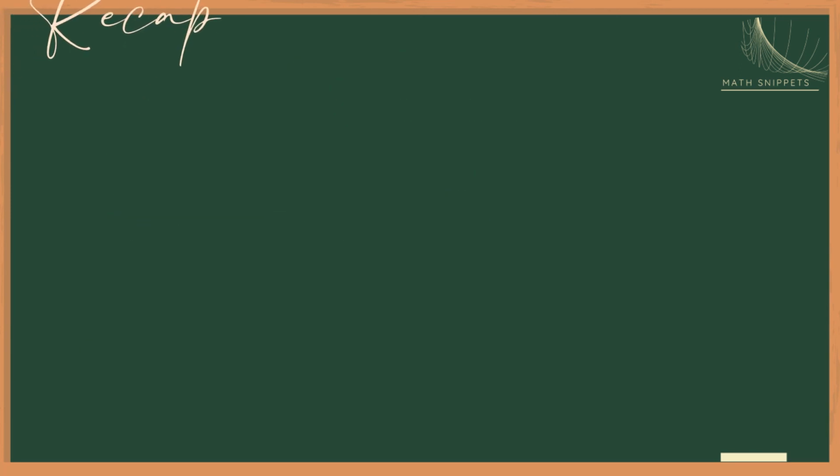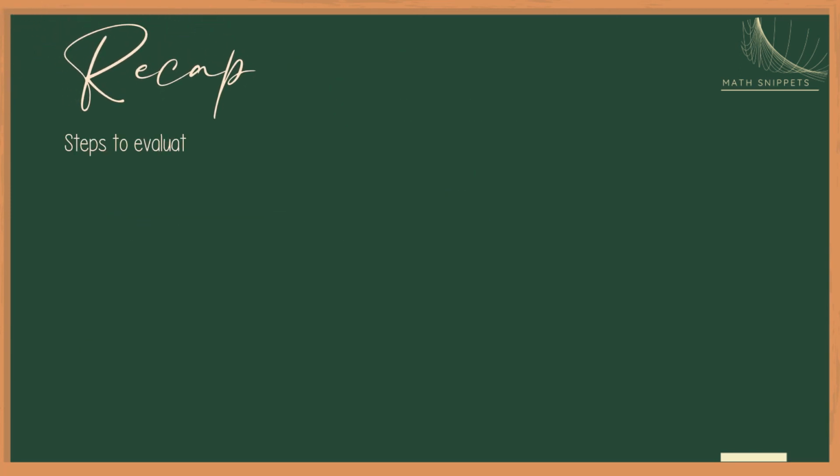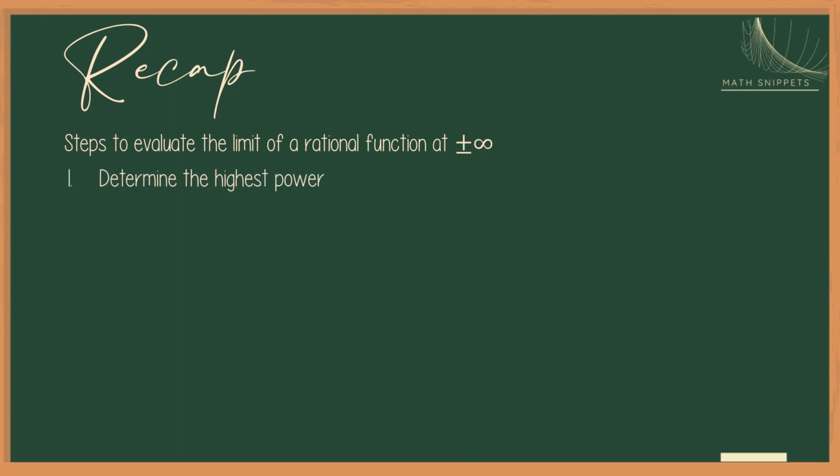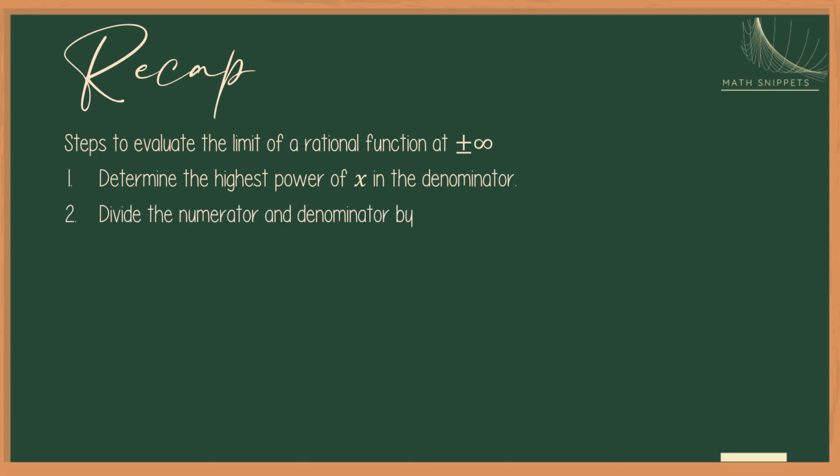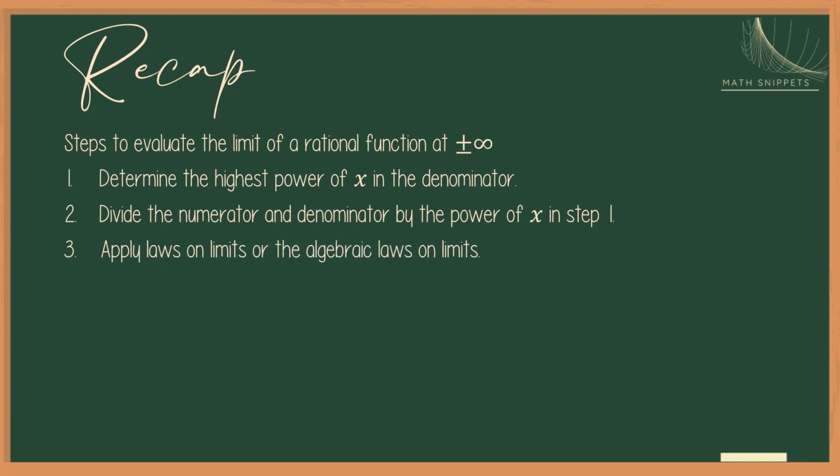So this time we learned the steps to evaluate the limit of a rational function at positive or negative infinity. The first step is to determine the highest power of x in the denominator, and then you divide the numerator and denominator by the power of x that you identified in step 1. And then you apply the laws on limits, or the algebraic laws on limits.